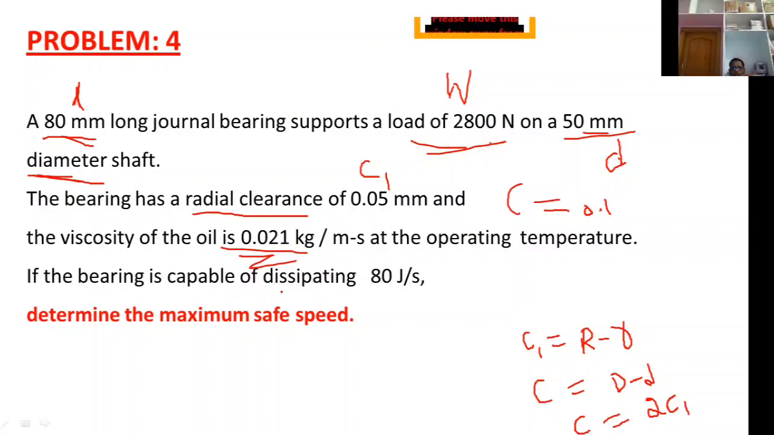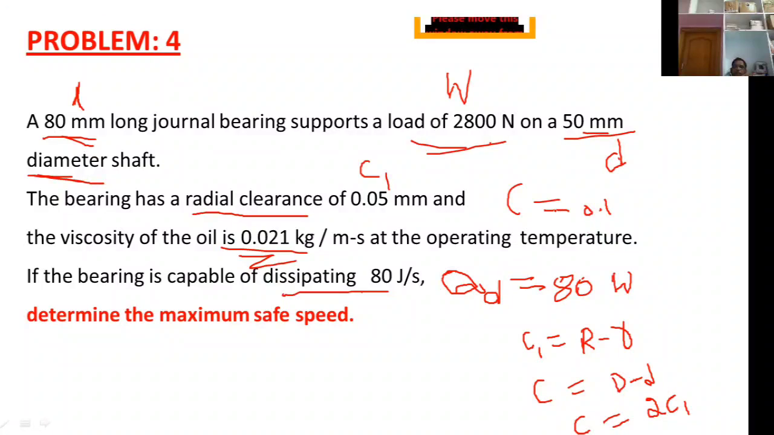Now here please observe carefully. Here the bearing is capable of dissipating 80 joule per second is given. That means the amount of heat dissipated, QD, is given, that is 80 joule per second. 80 joule per second means watt. 80 watts is given.